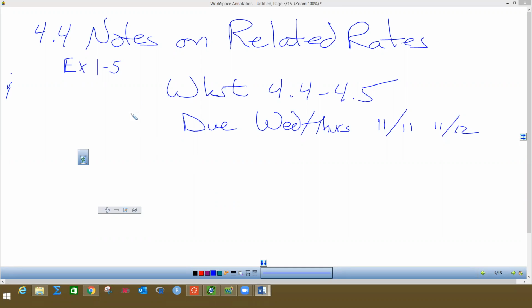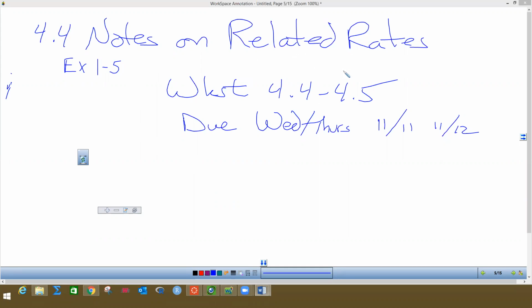All right, so today we're doing the 4.4 notes. 4.4 and 4.5 worksheets go together. This is related rates, and this is a pretty tough subject. Related rates is dealing with two different things changing at the same time.